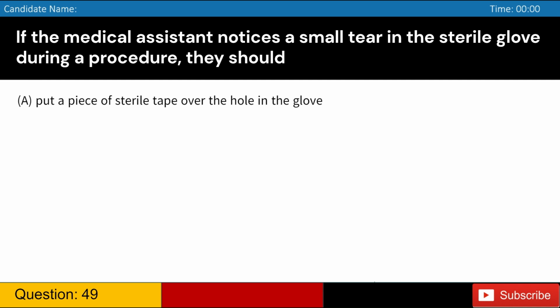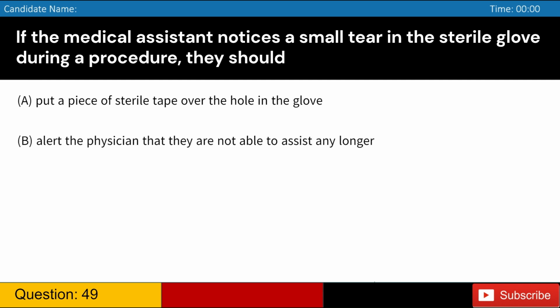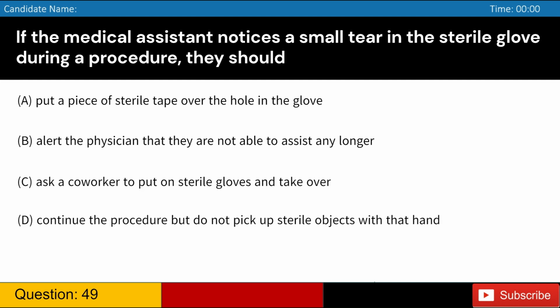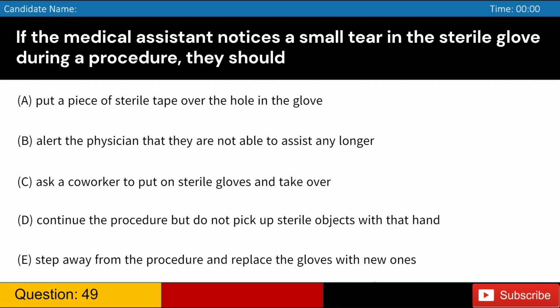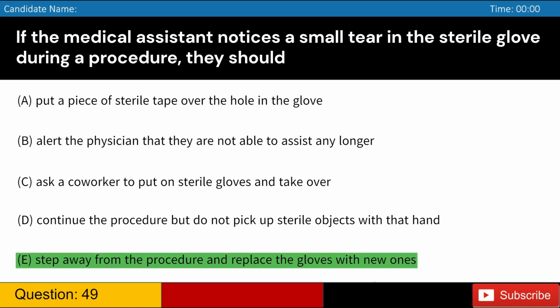Put a piece of sterile tape over the hole in the glove. B. Alert the physician that they are not able to assist any longer. C. Ask a coworker to put on sterile gloves and take over. D. Continue the procedure but do not pick up sterile objects with that hand. E. Step away from the procedure and replace the gloves with new ones. Answer E. Step away from the procedure and replace the gloves with new ones.